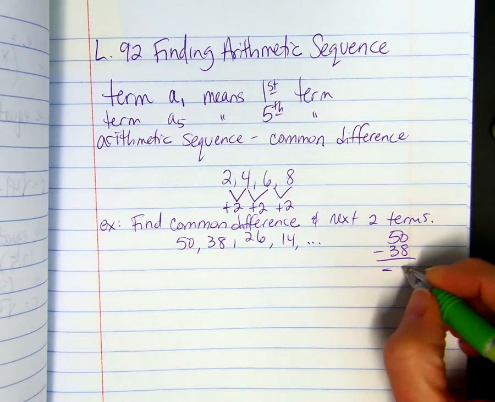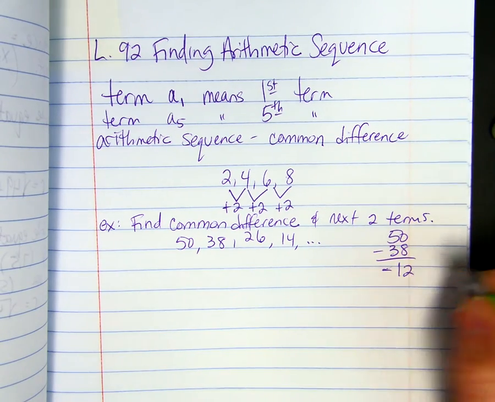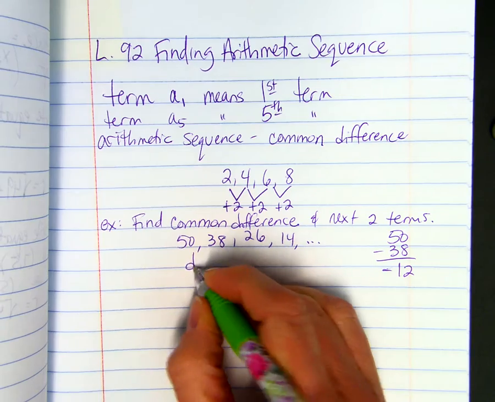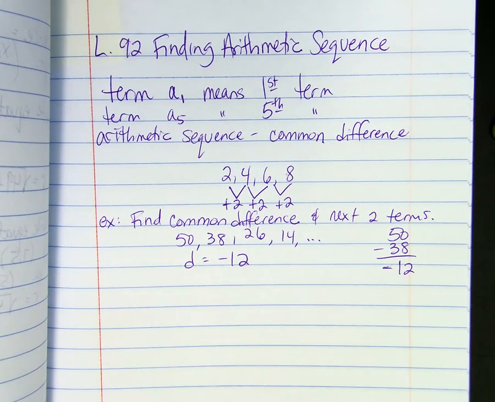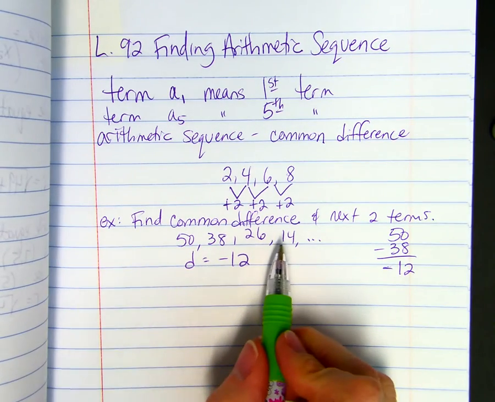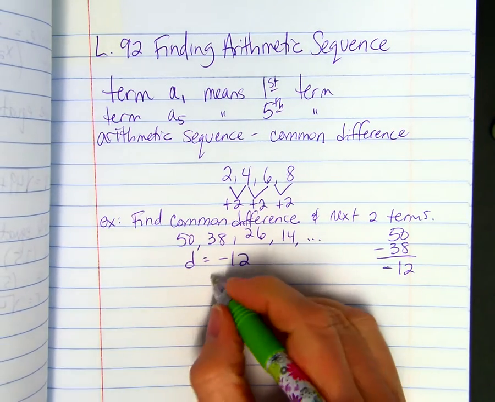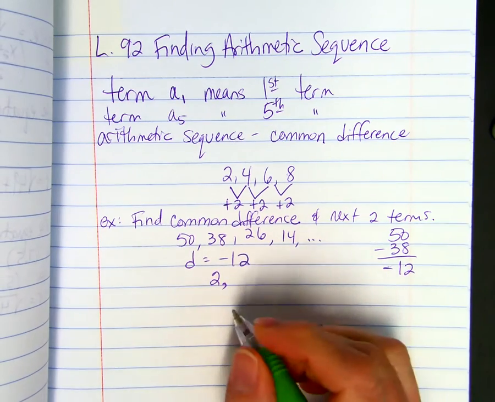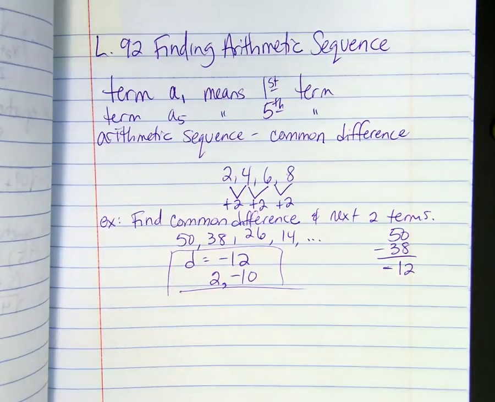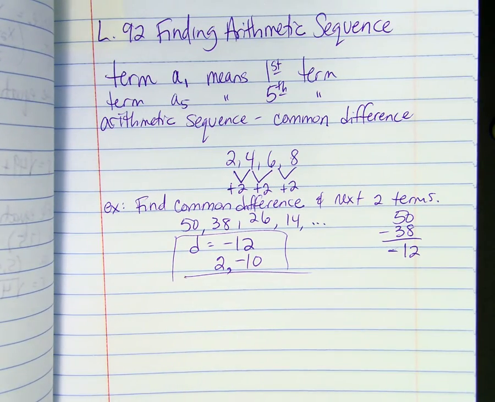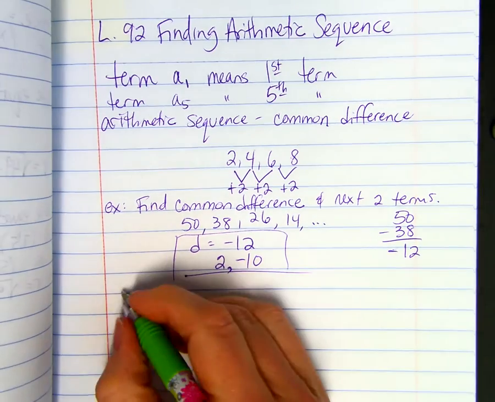it would be negative 12. So the common difference, d, is negative 12. That means I'm subtracting 12 each time. So for the next two terms, 14 minus 12 gives me 2, and 2 minus 12 is negative 10. So that would be the answer to that particular problem.